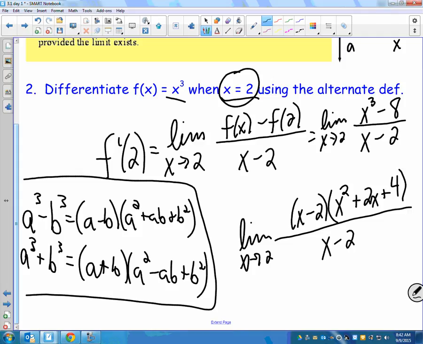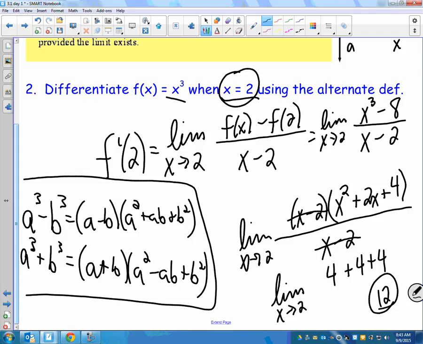Again, they're not going to give you anything higher than a cube because it does take a lot of work to do these kinds of things. But especially if this wasn't a cube, it's a lot easier. Do you see how these x minus 2's are going to cancel out now? So now I can do direct substitution and just plug 2 in there. So I'm going to get 4 plus 4 plus 4, which also gives me 12.